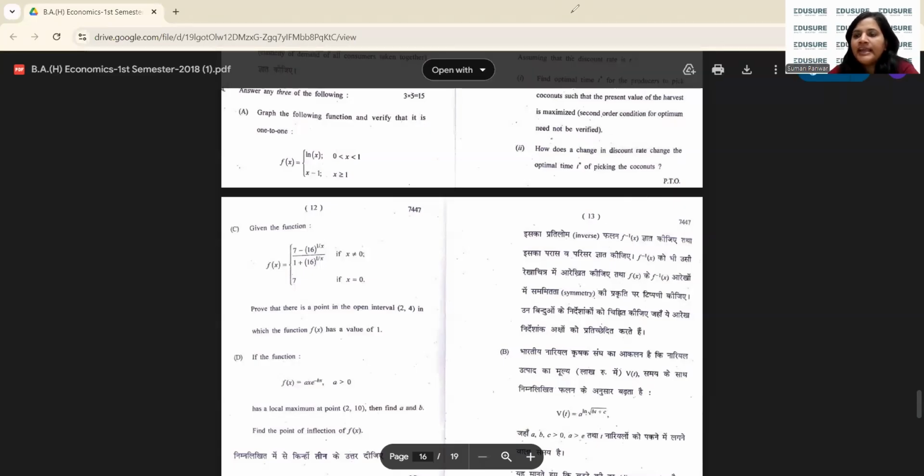DU 2018 Introductory MME question number 4 part A. Graph the following function and verify that it is a 1-1 function.